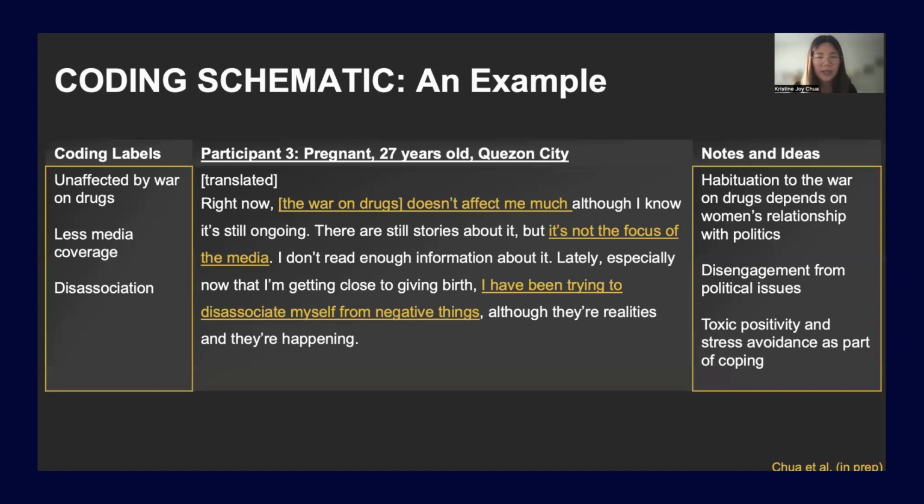What I'd like to offer here is an example of a translated text where this woman describes how she's managed her own stress levels. She says, "Right now, the war on drugs doesn't affect me much. Although I know it's still ongoing, there are still stories about it, but it's not the focus of the media. I don't read enough information about it. And lately, especially now that I'm getting close to giving birth, I have been trying to disassociate myself from negative feelings, although they're realities and they're happening."